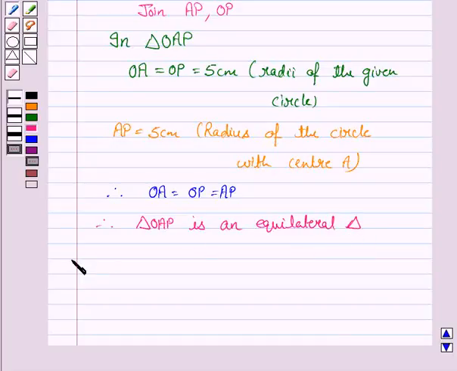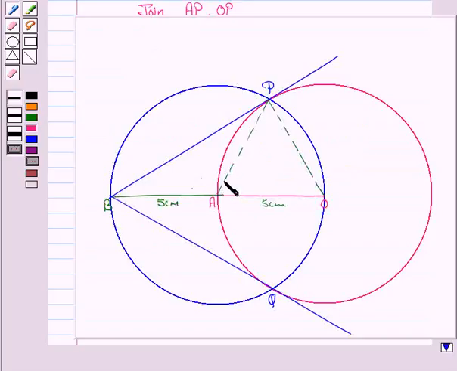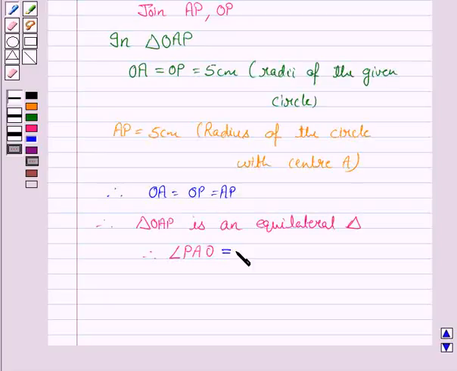Since all the sides are equal, therefore angle PAO, that is this angle, is 60 degrees, right? So angle BAP, that is this angle, will be 120 degrees since it is a linear pair. Therefore, angle BAP is 120 degrees.